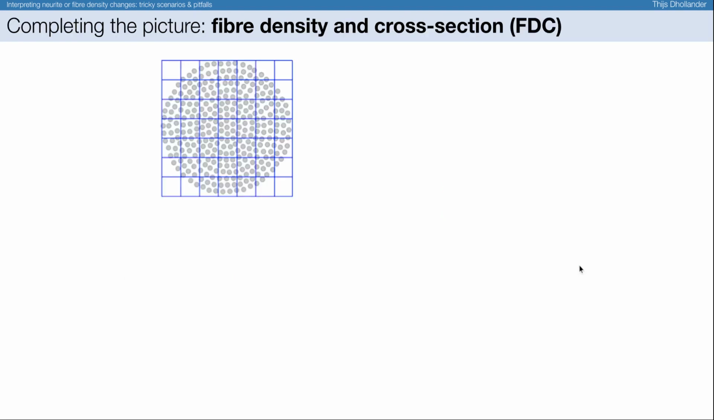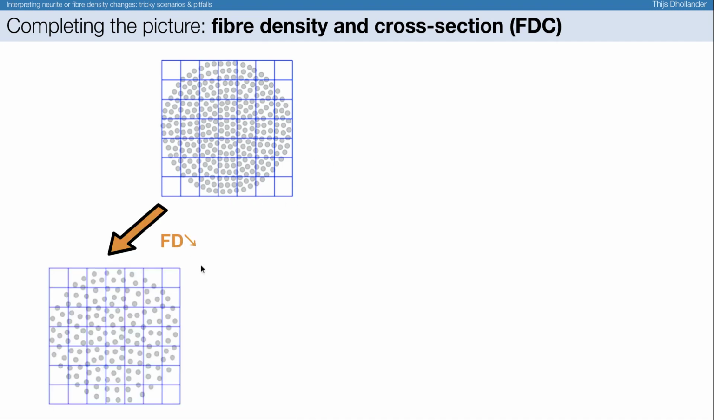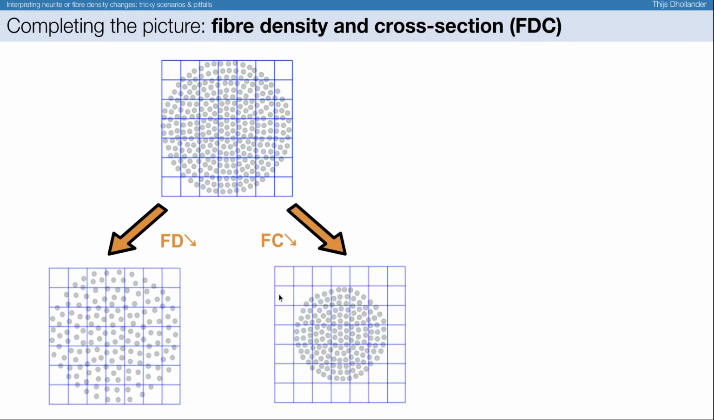Okay, now we can put all of this together because now we have the concepts of fiber density and the concept of fiber cross-section. Let's say, for example, again, in a control population, we start with this situation here of a bundle mapped on a voxel grid. So let's say the fiber density goes down, we might end up with a bundle like this. Same size maybe, but lower density in axons. And we can measure that. Alternatively, the fiber cross-section might have gone down, even though the density maybe remained the same. Yet in the end, there's also less axons.